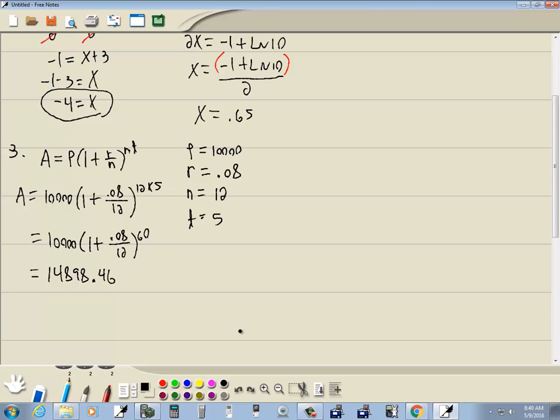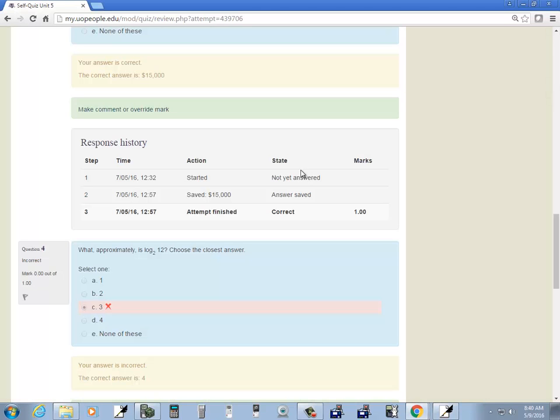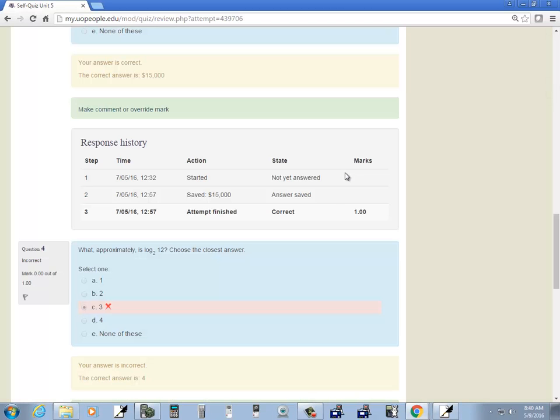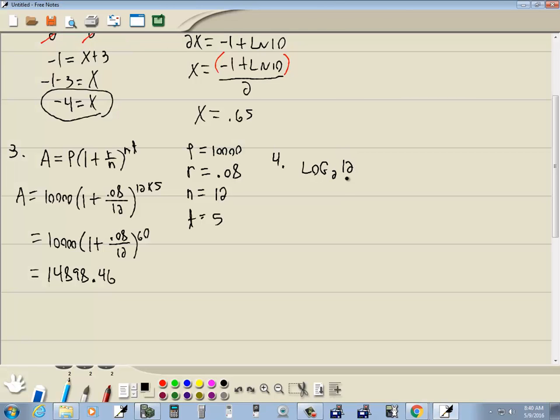Okay, number 4. What approximately is log base 2 of 12? 2 is the closest answer. Now, you could use a calculator for this if you had a TI-83 or TI-84, or you're trying to find out what this is equal to. So we set it equal to blank. And blank, well, you could put a variable here. You could put X.